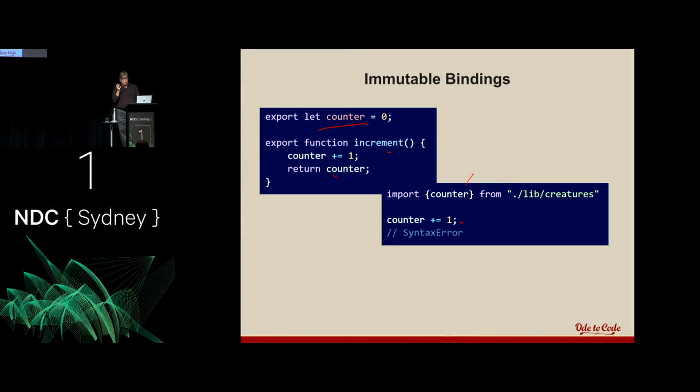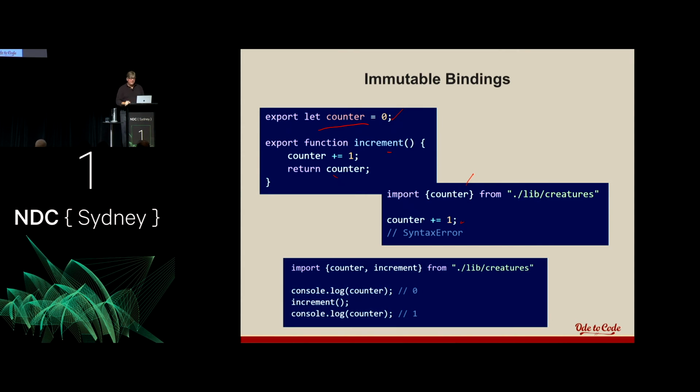And you might say, well, am I getting a copy of that counter? What's really happening here? It's really quite bizarre until you sit down and think through it and look at the specification. You would think a primitive value like a number, you would be getting a copy of it in this other module, but that's actually not what's happening. If I import counter and increment, I can look at counter and it's a 0. And if I invoke increment, which is jumping back into this module to increment this counter, I see that change in my other module.